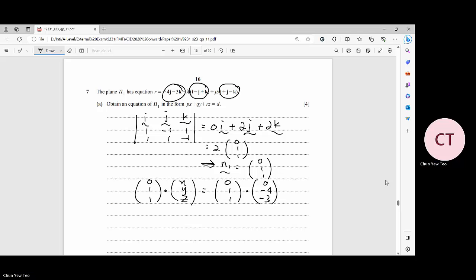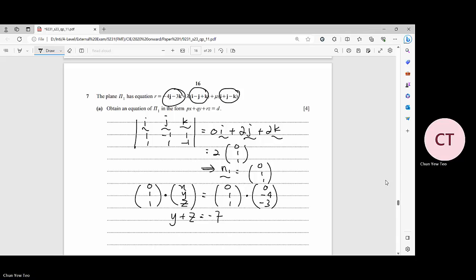Okay. Then just expand it. You get y plus z equal to -7. That will be the answer for the part A. Done. Okay, so now we move on to the part B.